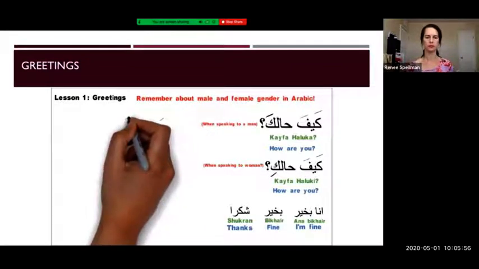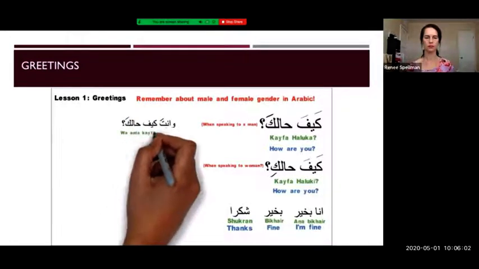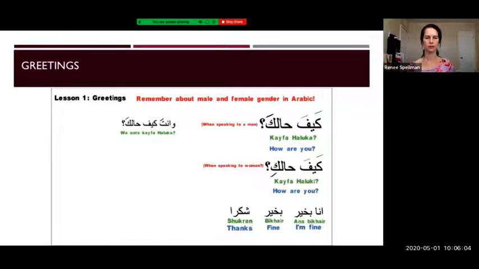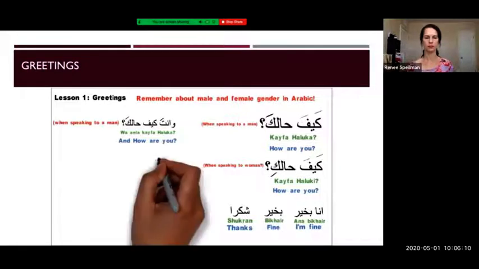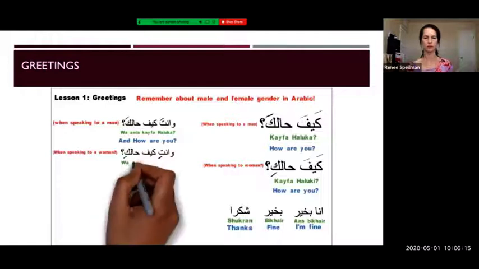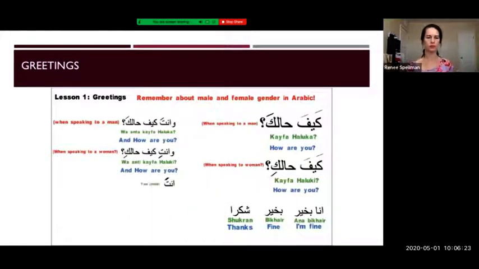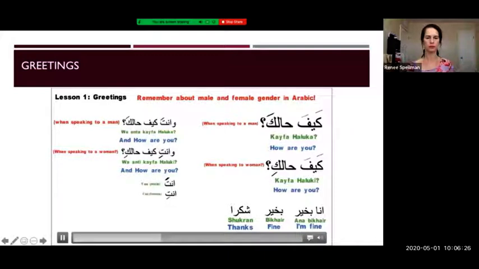And now ask about the second person. And how are you? One form is for male and one is for female. It means and how are you? The difference is the last part of the word. Ka and ki. Ka for male and ki is for female. Always remember the gender because it's important in Arabic to use it.